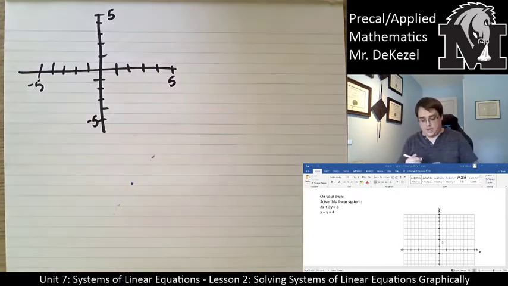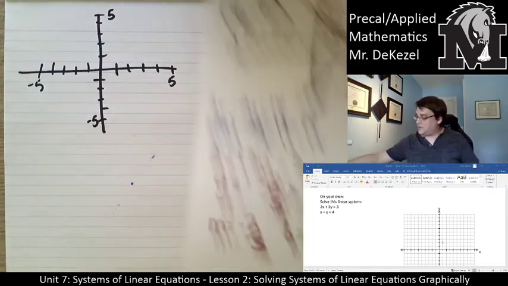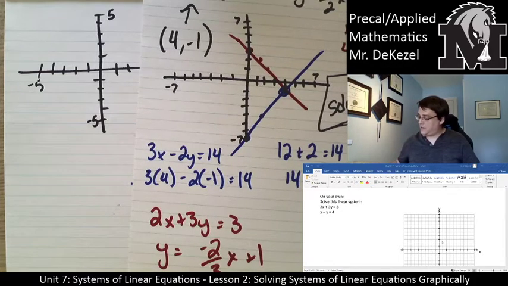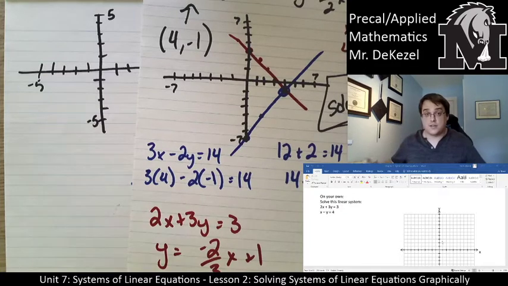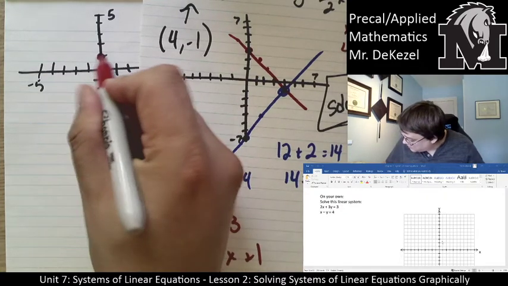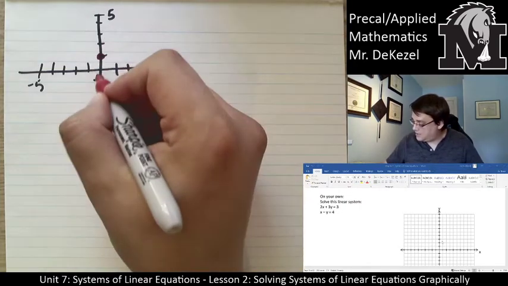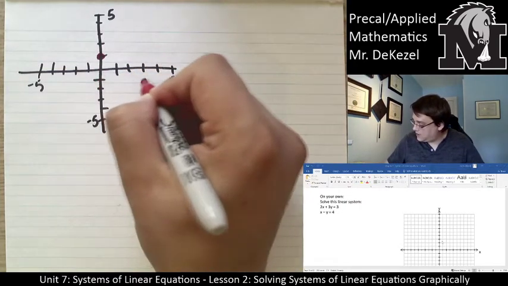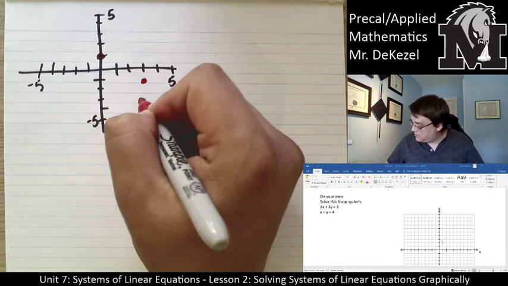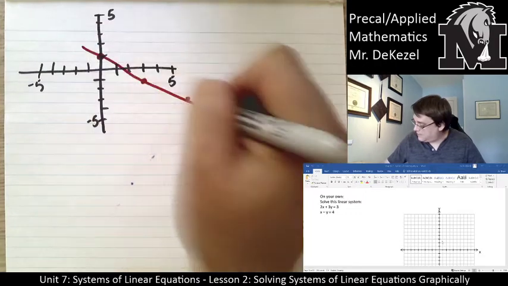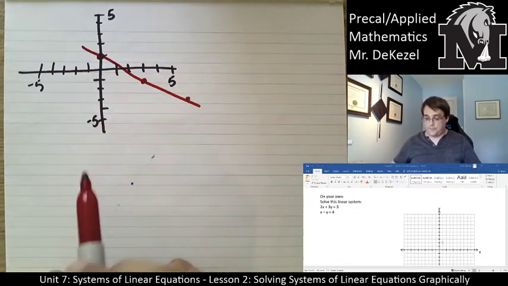All right, so now we're going to plot the lines. It says, according to this, that our slope for the red line was negative 2/3, and we started at 1. So we start right here, and the slope is negative 2/3. That's down 2 and over 3. Down 2 and over 3, out there, something like that. Got a line that way.